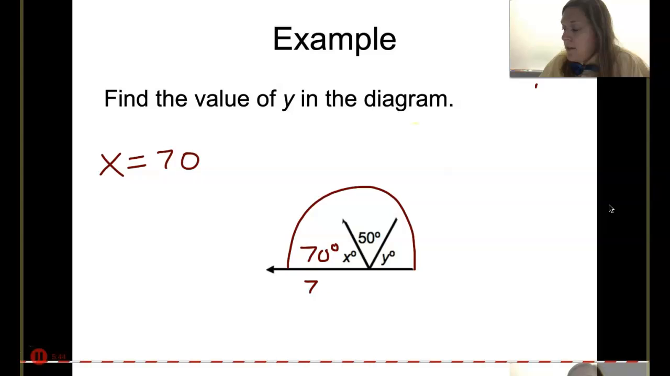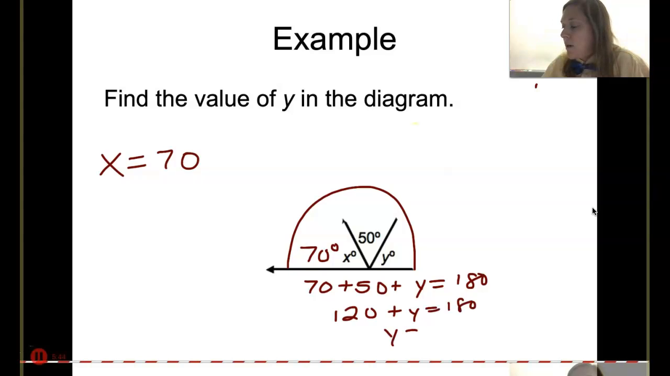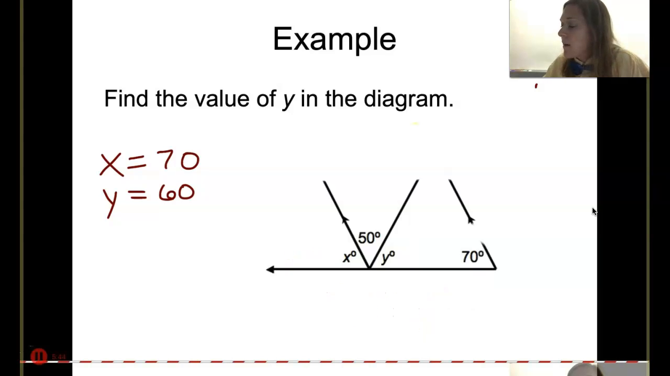So 70 plus that 50 plus your y should add up to 180 degrees. Well, 70 plus 50 is 120. 120 plus what is 180? Well, y would be equal to 60, not 50, 60, right? So we would subtract 180 minus 120. So we get y is equal to 60. Alrighty. So we solved for both the x and the y. The diagram looked complicated to start out with, but if you can get rid of some of the things, it makes it a little bit easier.